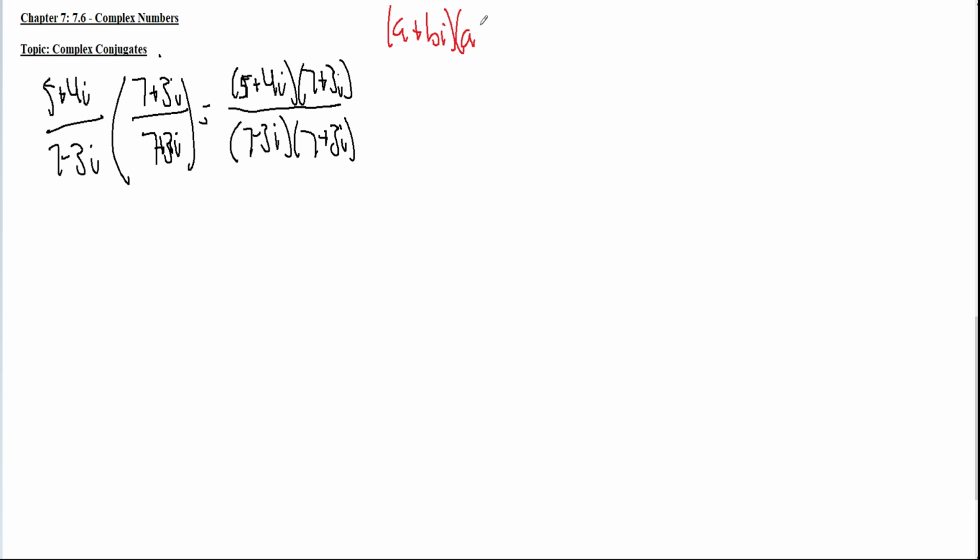So I can write 5 plus 4i multiplied by 7 plus 3i. And in my denominator I have 7 minus 3i multiplied by 7 plus 3i. And what we have to keep in mind is that in our denominator we have our standard form for complex pairs. So that's a plus bi times a minus bi, which is equal to a squared plus b squared, okay?